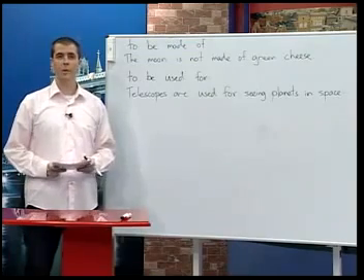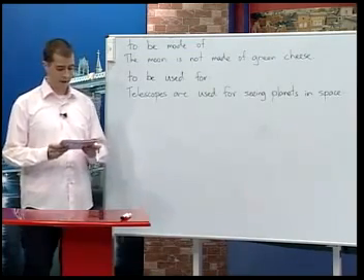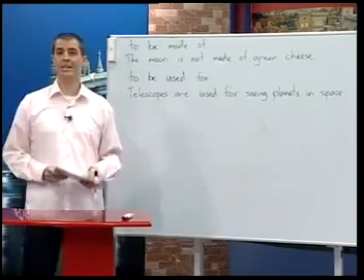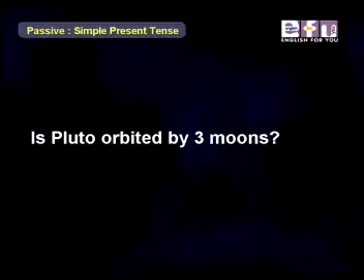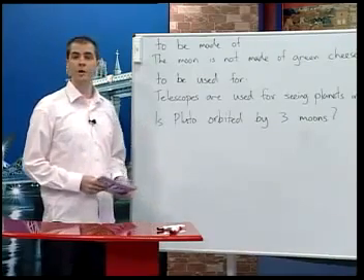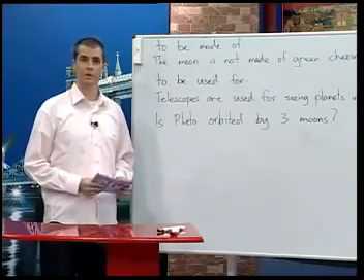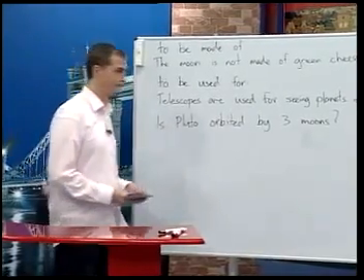And of course we can make questions using the passive. And these questions begin with is or are. Here's an example. Is Pluto orbited by 3 moons? Well, let's practice these.